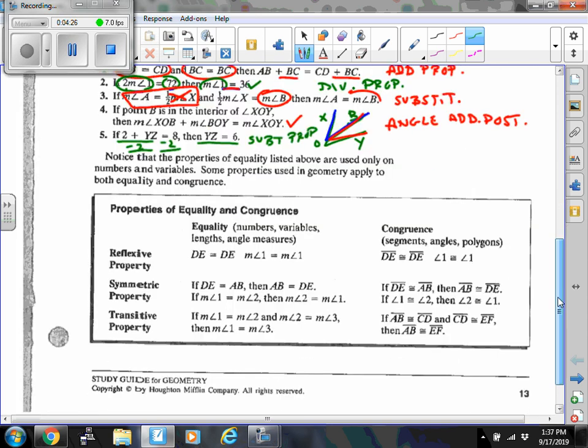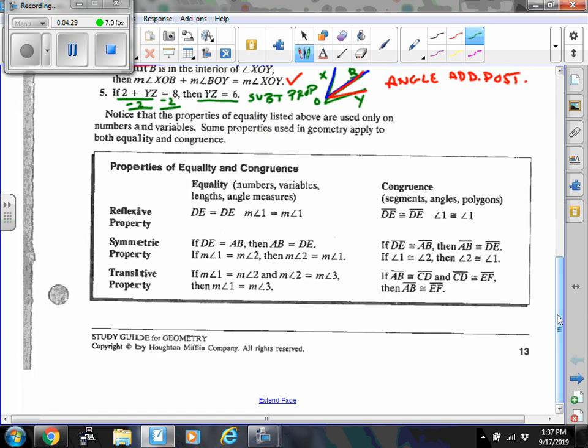Okay. Flashcards. These are essential in flashcards. Reflexive property. As dumb as this sounds, we're going to have to make these dumb statements where DE is DE. Measure of angle 1 is measure of angle 1. Basically, it's a statement requirement in a geometry proof. So we're going to remember that one. It's kind of dumb. Reflects like a mirror. You get the same image back.